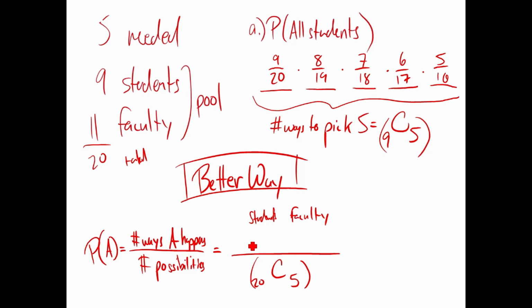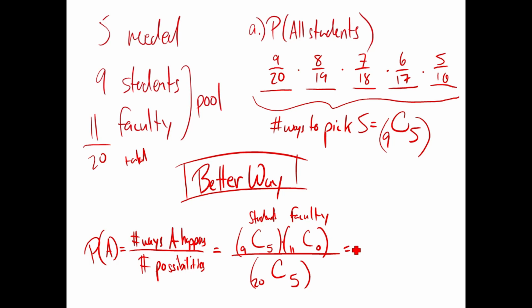Now, what we want, though, is from the 9 students, we want all 5 of them. And from the 11 faculty, we want 0 of them. So this is how you're going to set these problems up. We're going to do another example like this in class today. You say the number of ways that we can get all students on our jury is if of the 9 we get all 5, and from the 11 faculty we get 0. And the number of ways you can pick a jury total is 20C5. Right? This is going back to the basic definition of probability. How many ways can it happen over how many possibilities?